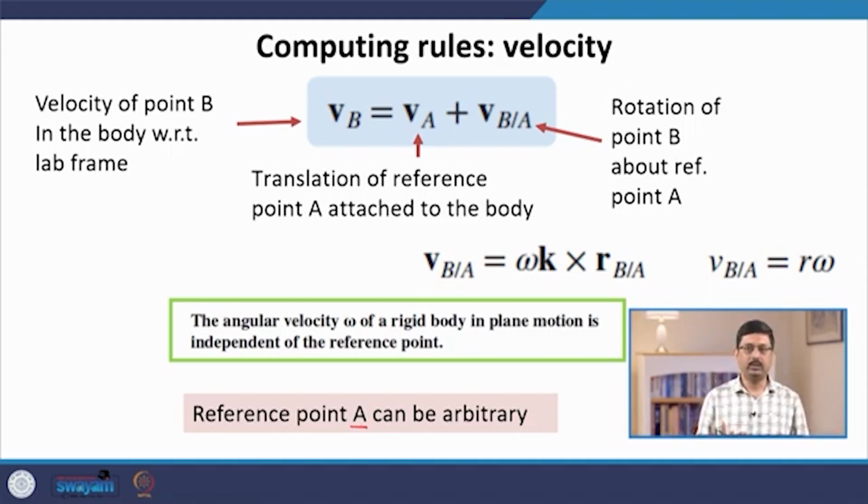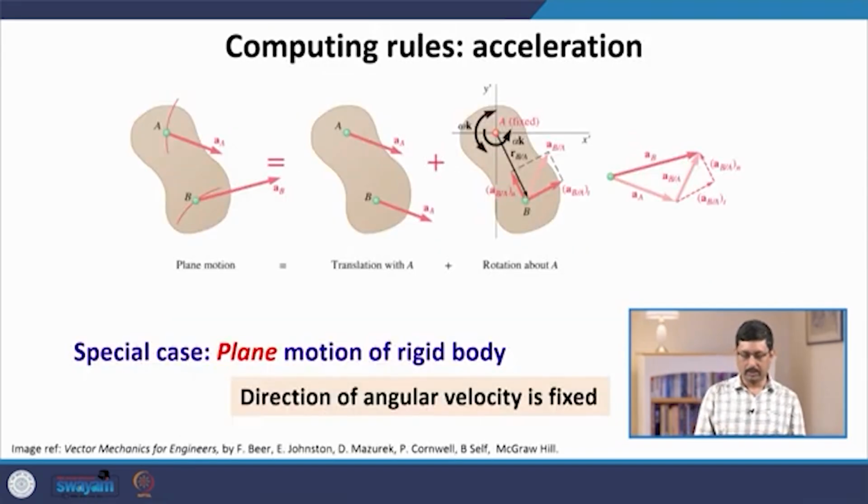This is our choice, and we shall try to choose a point which makes the problem really simple. This is our strategy, and we can do the same thing with the acceleration. Again, for simplicity we are considering a situation in which the axis of rotation is fixed. So, this is a plane motion, and the direction of the angular velocity omega is not changing.